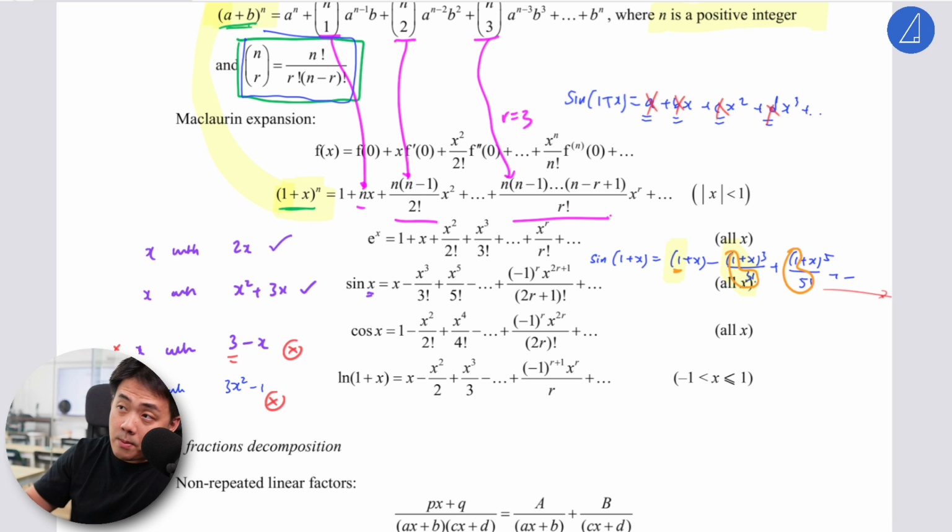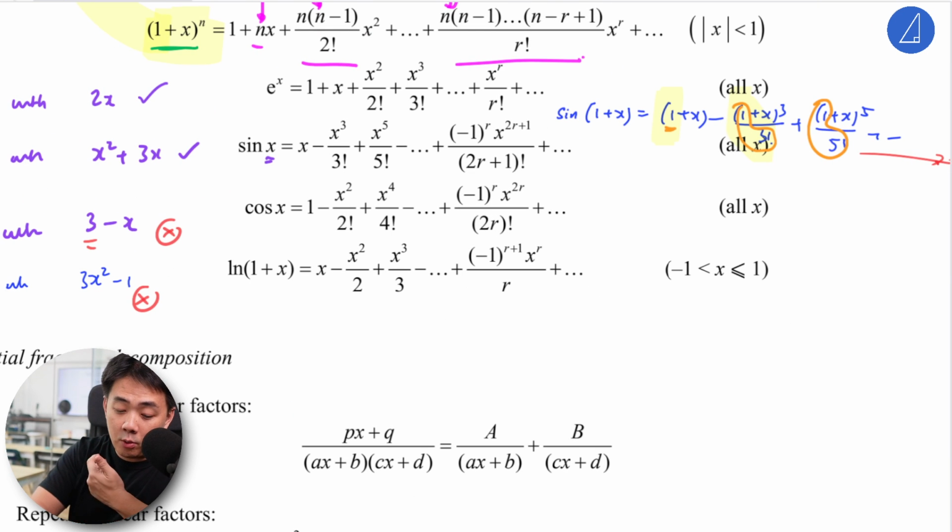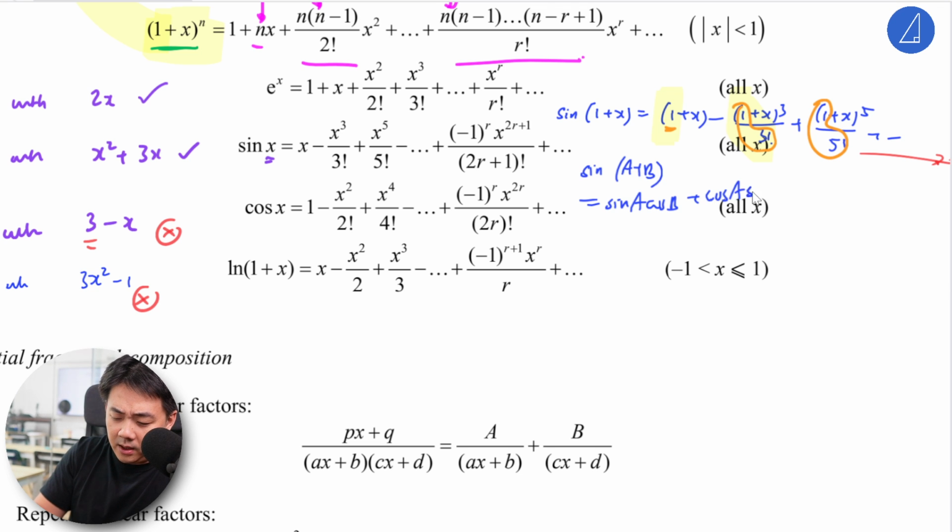So if you have sin(1 + x) for a trigo ratio, remember what we do? We use the addition formula. We want to separate the constant out. So we use sin(a + b), which is sin a cos b plus cos a sin b. Then this, sin(1 + x), would be sin 1 cos x plus cos 1 sin x. Then what we do is we use the standard formula.